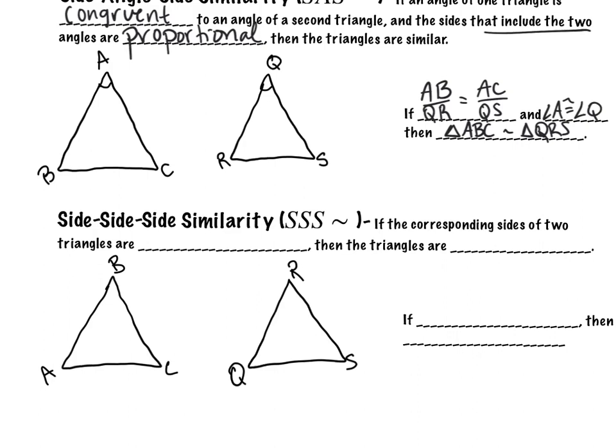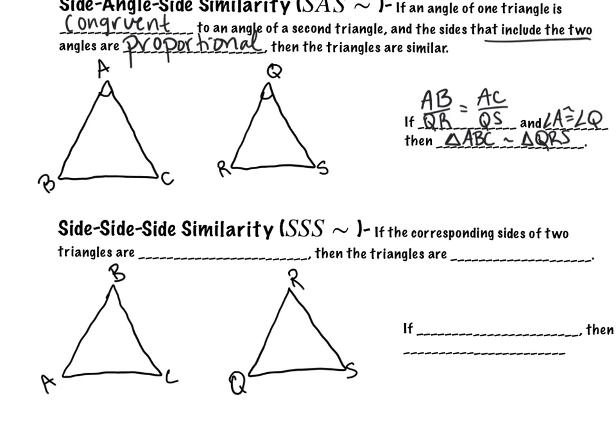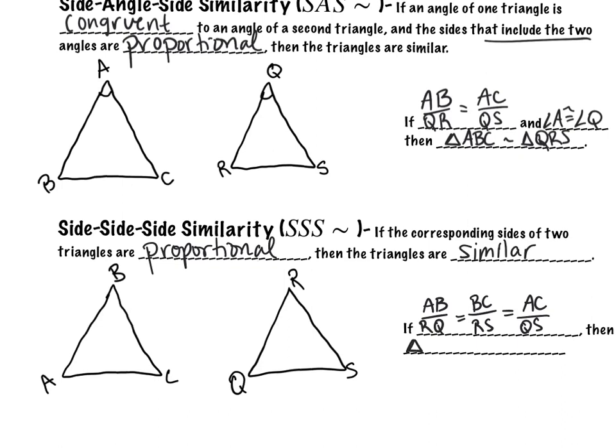Last one we have is side-side-side similarity. If the corresponding sides of two triangles are proportional, then they're similar. So I'd have AB over RQ equal to BC over RS, and that's equal to AC over QS. Then ABC and QRS are similar.